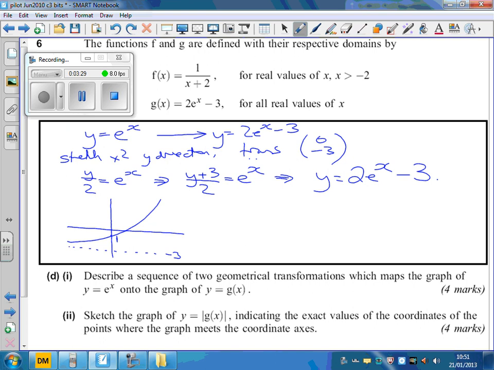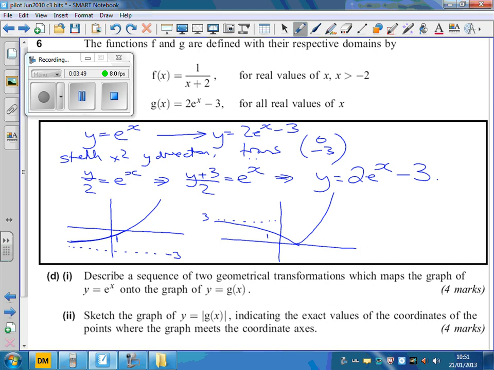But, of course, we're modulusing it, so this negative bit here is going to need to flip up again. And so we're going to get an asymptote here at 3. It's coming all the way down to here, and then continuing as it was there. It's crossing there at 1.